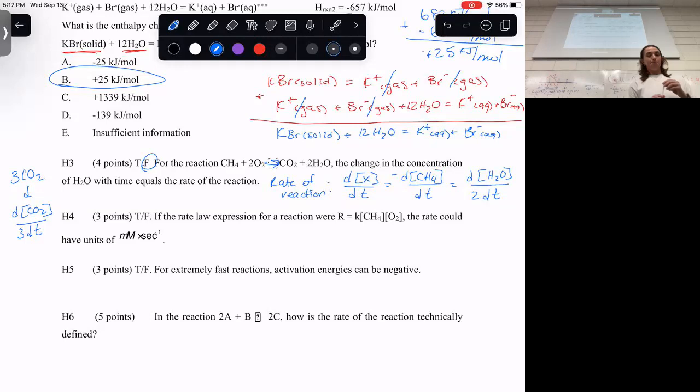So in order for the rate of reaction to equal d[H2O]/dt, we have to multiply that d[H2O]/dt by 1/2. And that's why it's false. So the question was, what about the change in concentration of CH4 over time? Technically not CH4, because then it would be negative. If we said CO2, then this would become a true statement.